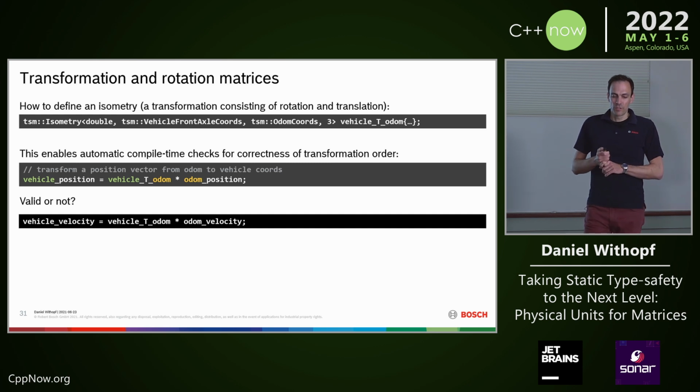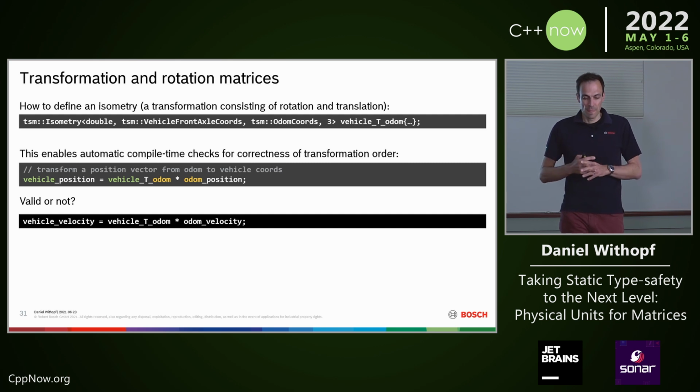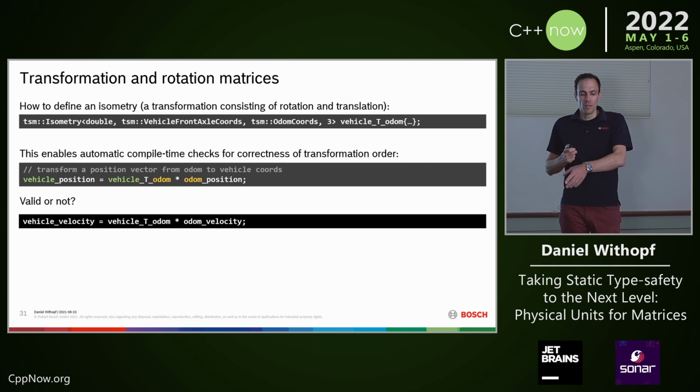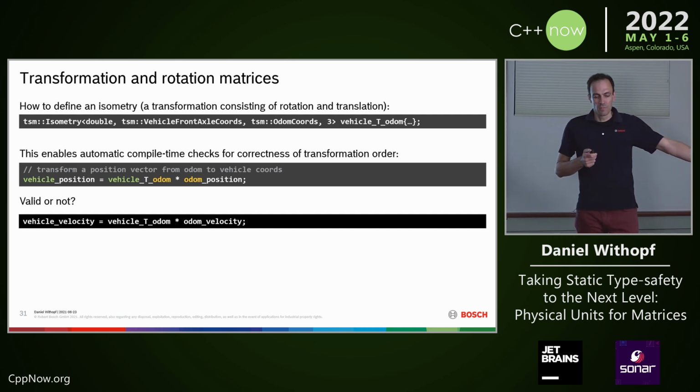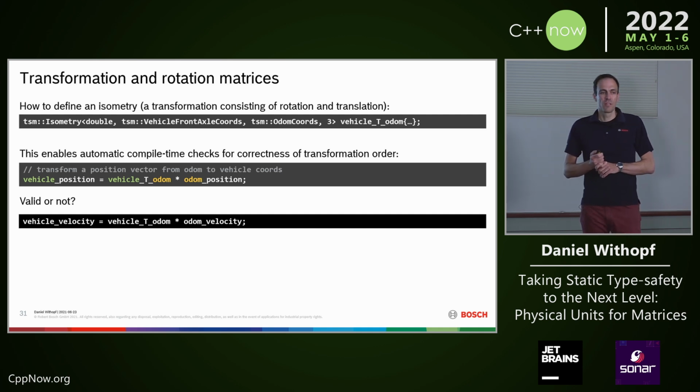Now, moving on to the next example, again a question for the audience. Should this be valid or not here? So we have a full isometry. I should mention an isometry consists of rotation plus translation. We apply it to a velocity vector in ODOM frame, and we want to assign it to a velocity vector in vehicle frame. Should this operation be allowed, or is that valid? What do you think?